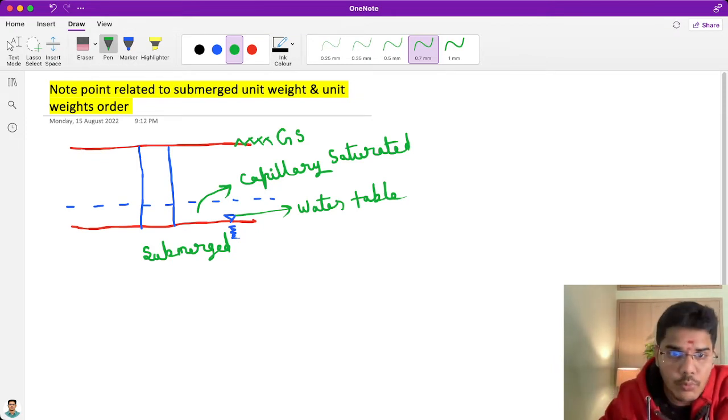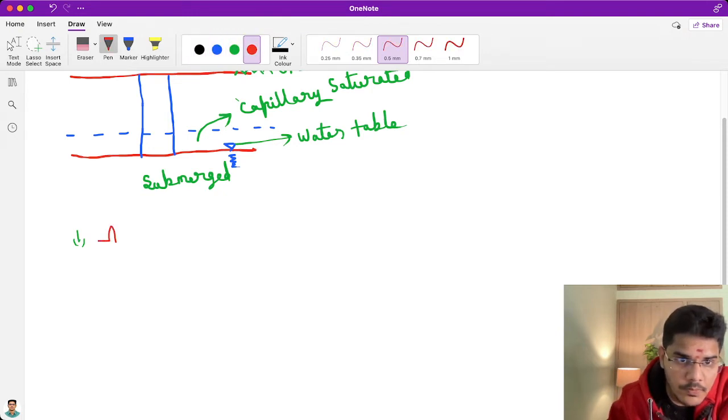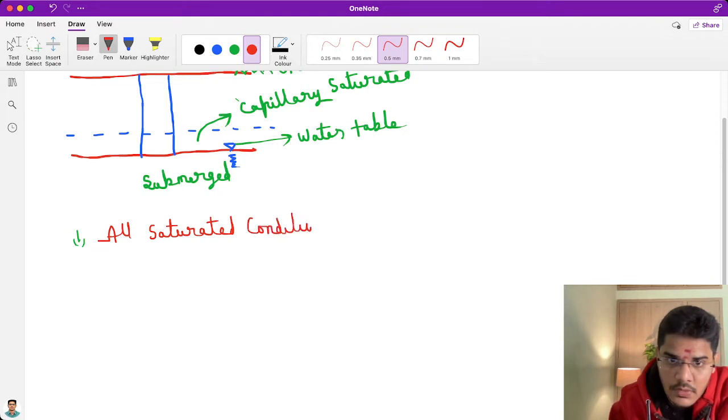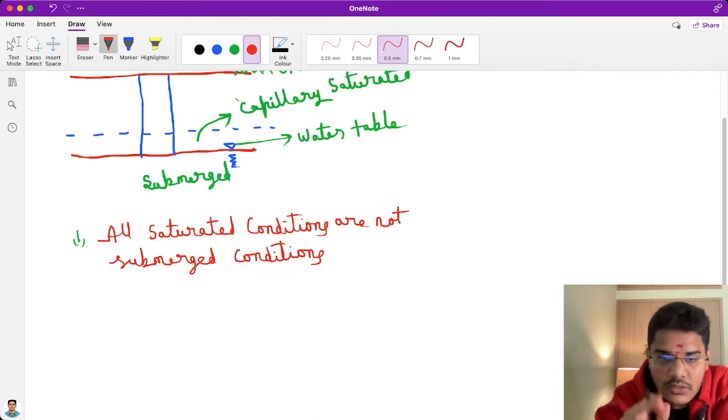So what is that note point? Here one important point we have to remember, that I will write. All saturated conditions are not submerged conditions. So first let me write, then I'll explain. All saturated conditions are not submerged conditions.